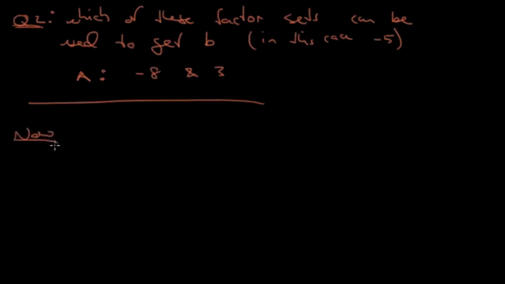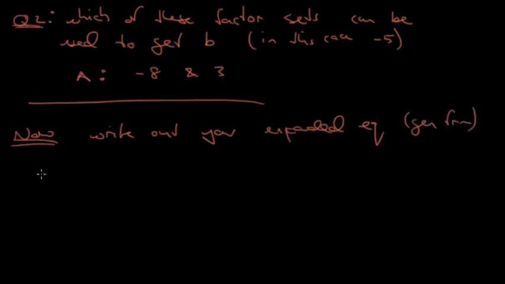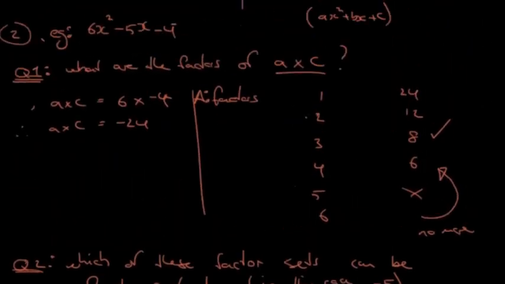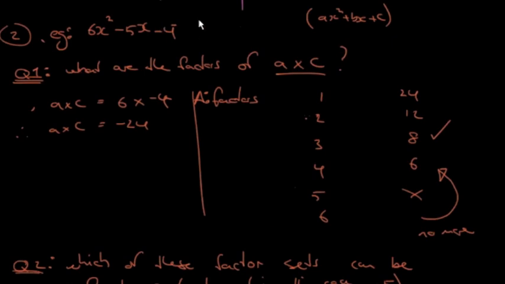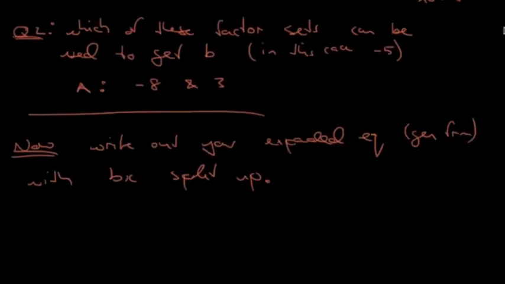Now, write out your expanded equation. So that's our general form with bx split up. So in this case we'd have, well, initially we had our 6x squared. Initially we had this one, 6x squared minus 5x minus 4.